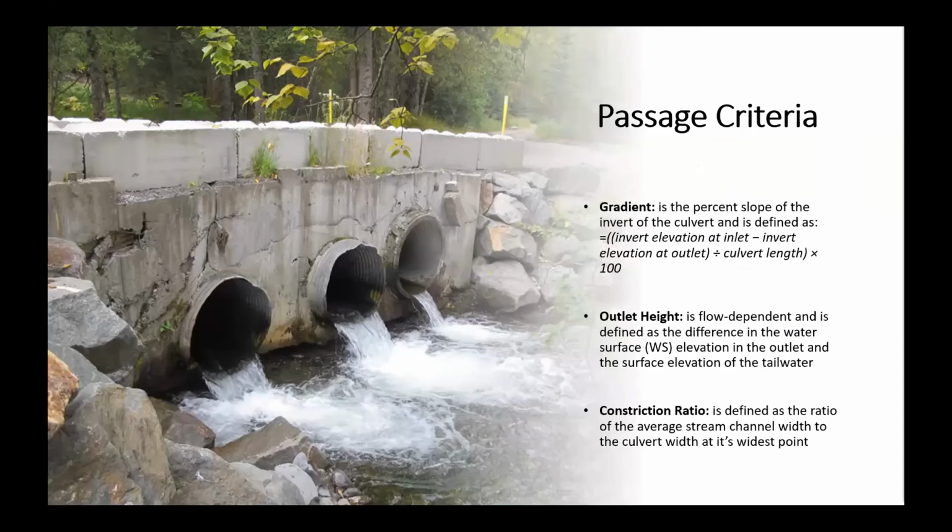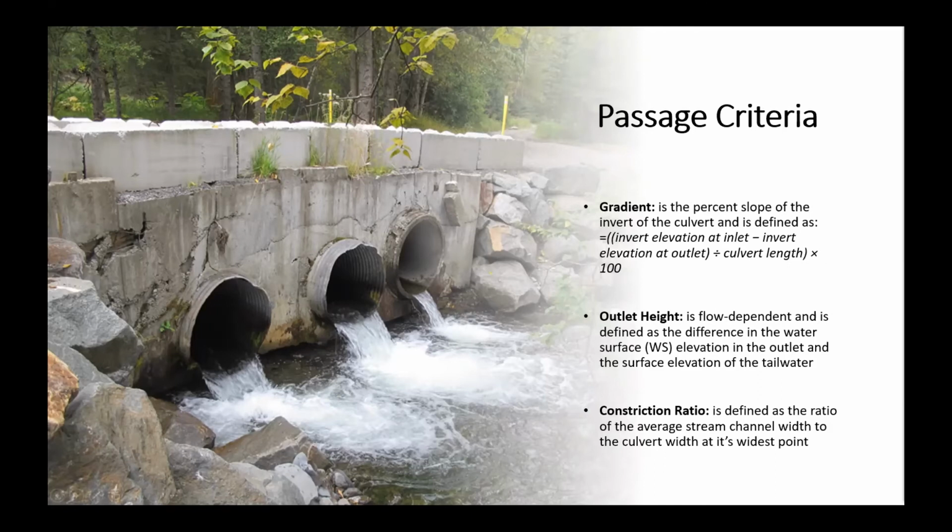So this is the passage criteria, that's the guidelines. Gradient of the culvert is used in reference to the gradient of the stream, which is why not having a longitudinal profile of the stream makes it hard to assess the passability. And the outlet height, or the water surface drop, that is this right here, determines the leaping ability of a juvenile to get up there or not.